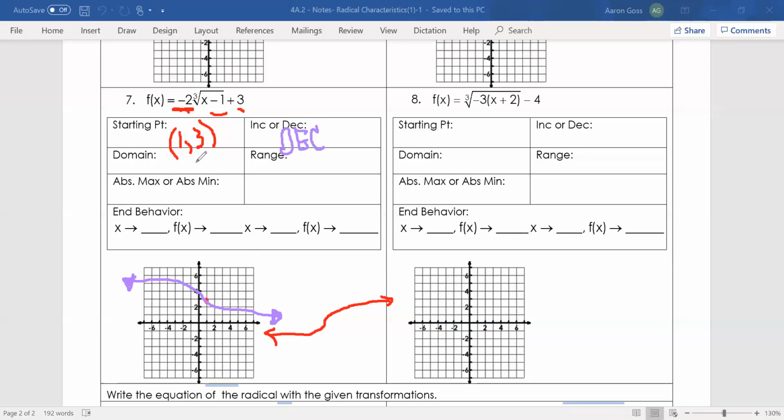The domain, what x values work? Are there any excluded? No, because it keeps going forever and ever in both directions. This is negative infinity to positive infinity. I'm just being lazy and writing all real numbers. Is there a top or bottom to this? No, there is none.